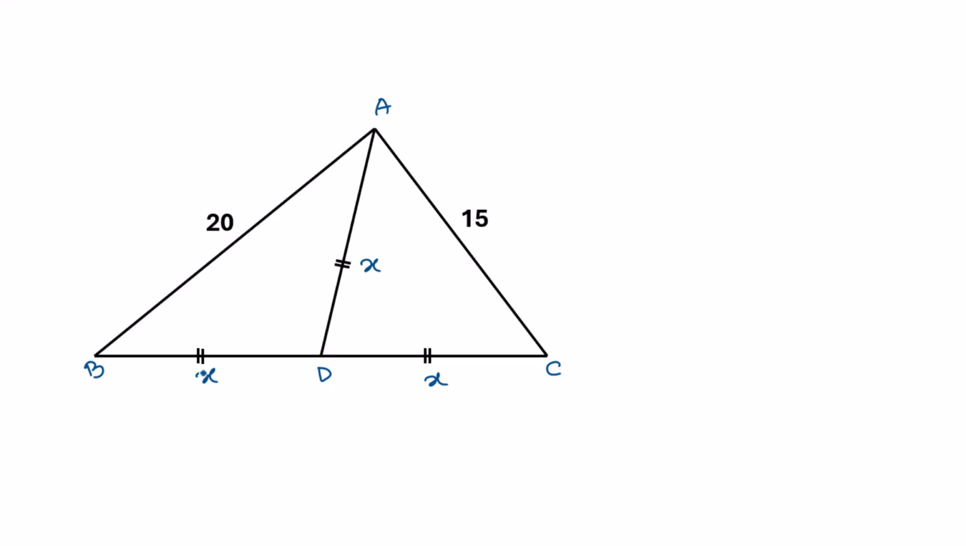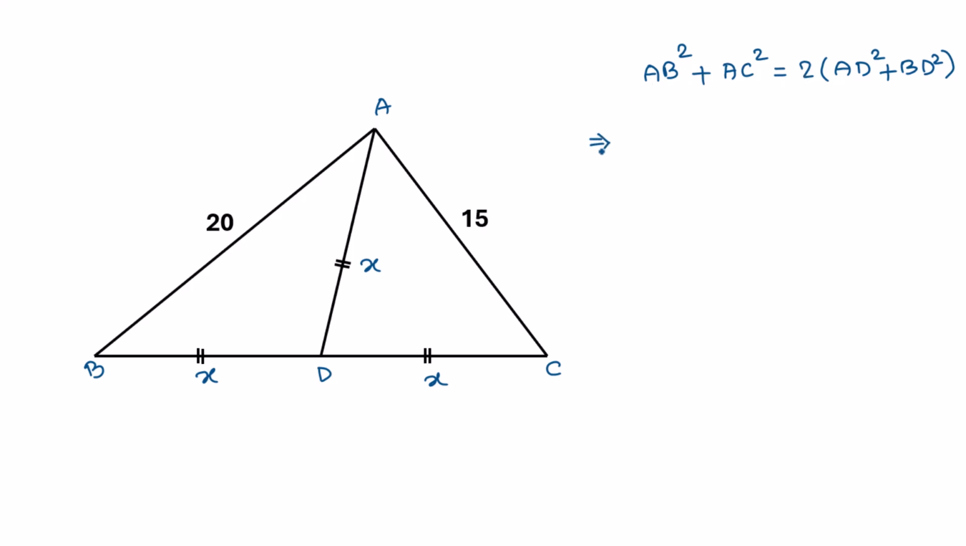As D is the midpoint of BC, applying Apollonius theorem in this triangle ABC, we can write AB square plus AC square is equal to 2 times AD square plus BD square. According to Apollonius theorem, we can write this.